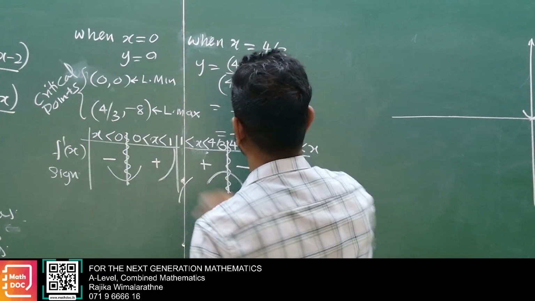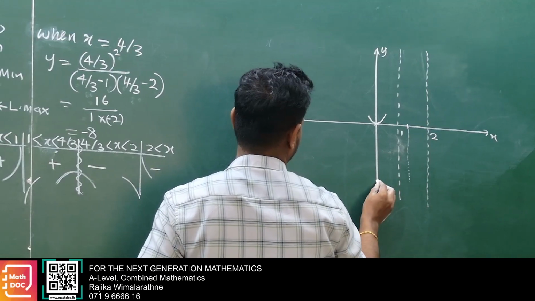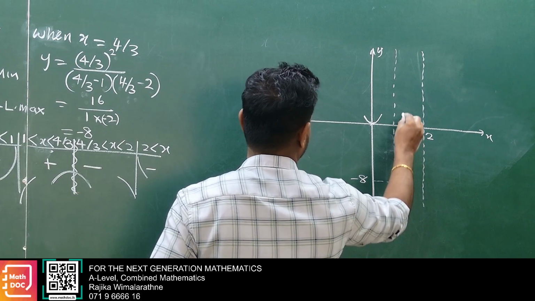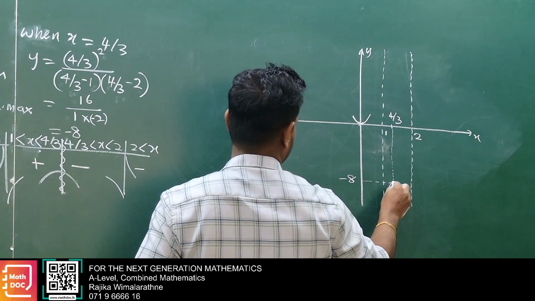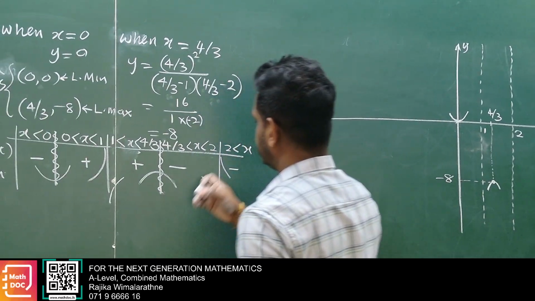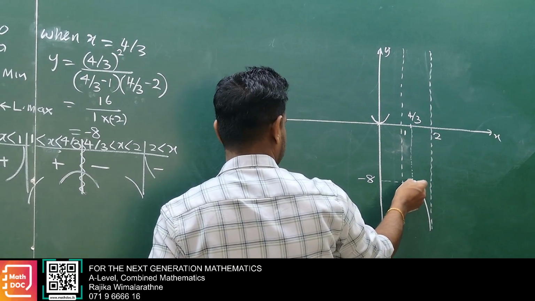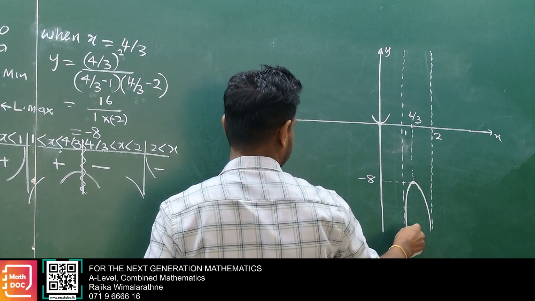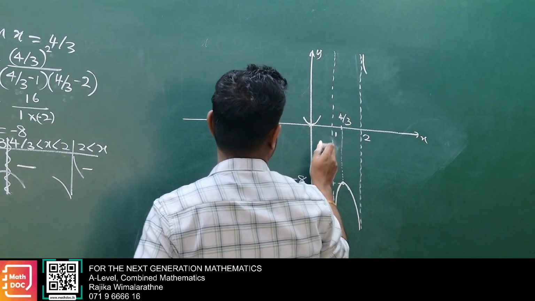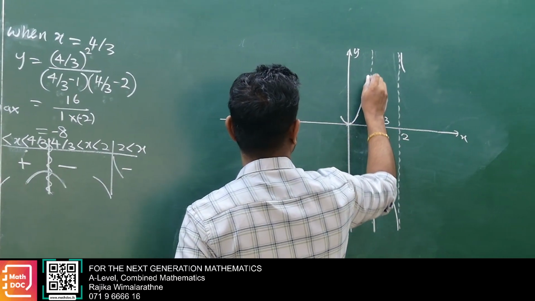Then 4/3 somewhere here, 4/3, minus 8. It is a local maximum. Here 4/3. Okay. Then on the 2 minus side, it touches the vertical asymptote. Here it touches the vertical asymptote. Then on the 2 plus side, plus infinity. It touches like this. On the 1 minus side, here it touches like this.